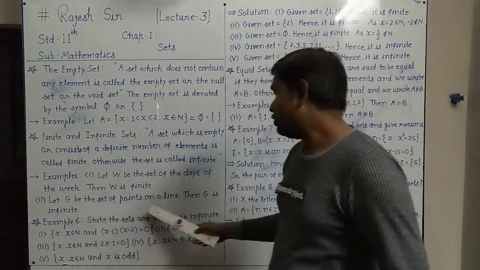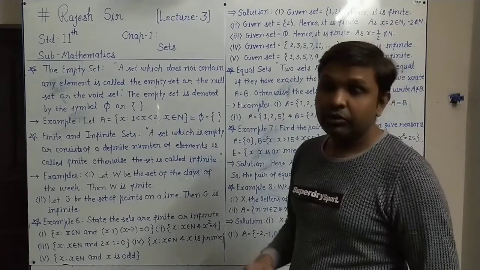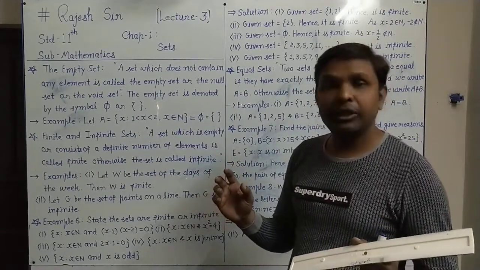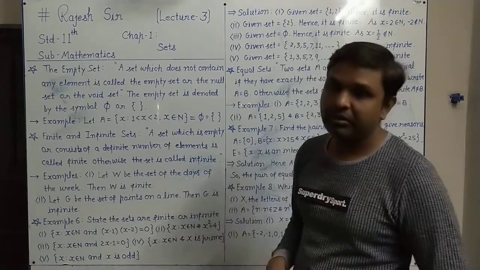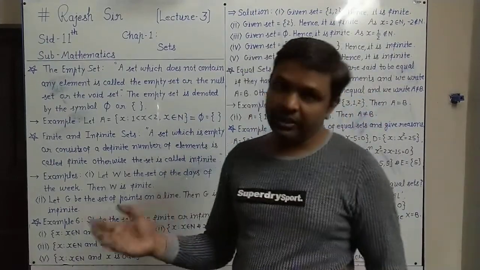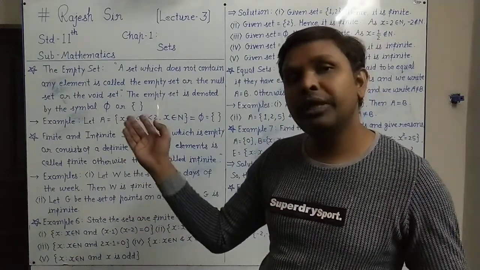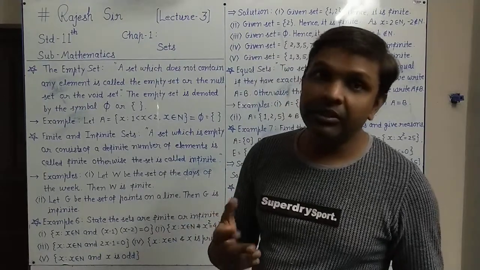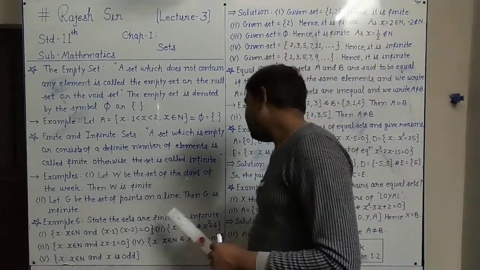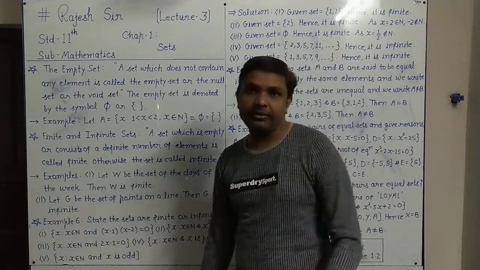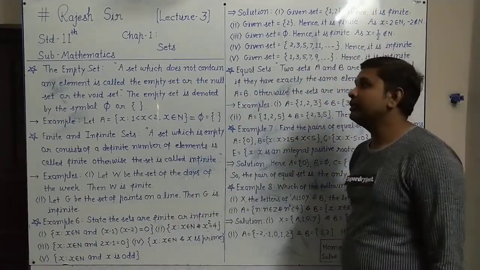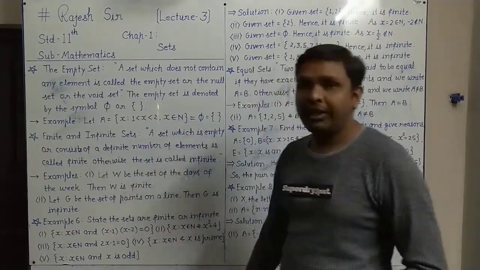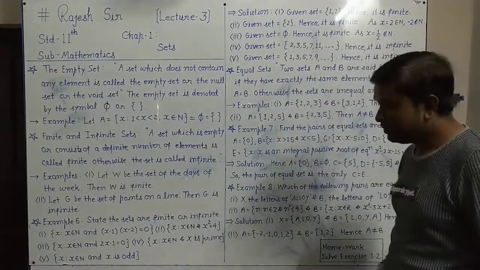Let G be the set of points on a line. A line has an infinite number of points. You cannot count the points on the line because the line is extendable on both sides. It has no end, so the points on it are not countable. So G is an infinite set. With these examples, we understood the two definitions: empty set, and finite and infinite sets. Now we will see related examples.